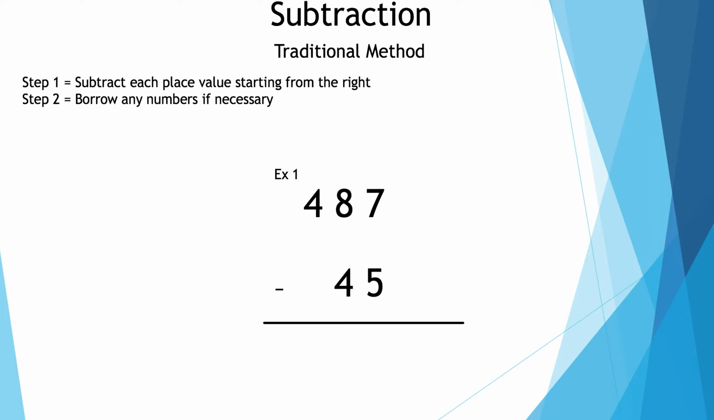Next example. No borrowing, so hopefully a little bit easier. 7 minus 5 is 2. 8 minus 4 is 4. And bring down the 4. And my final answer is 442.